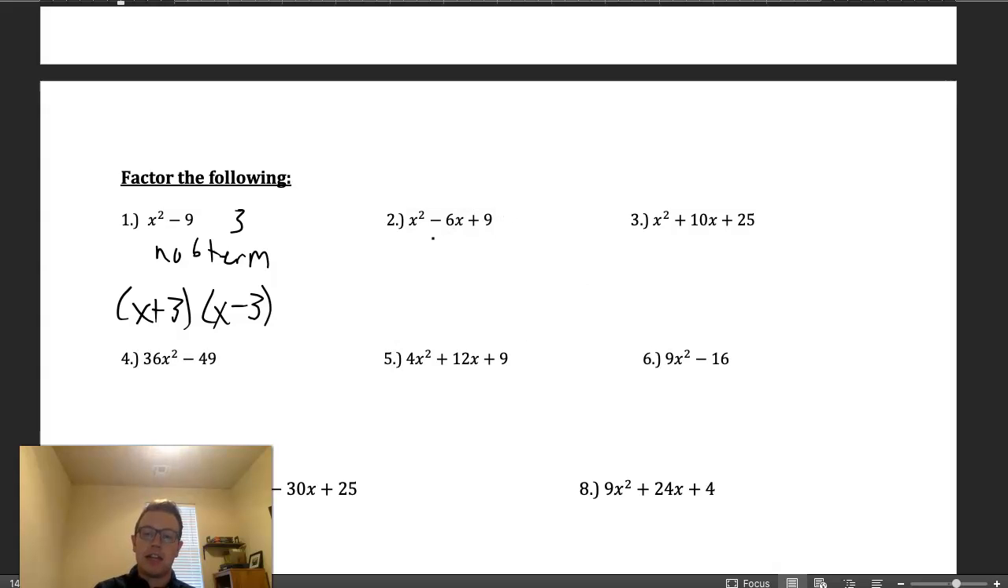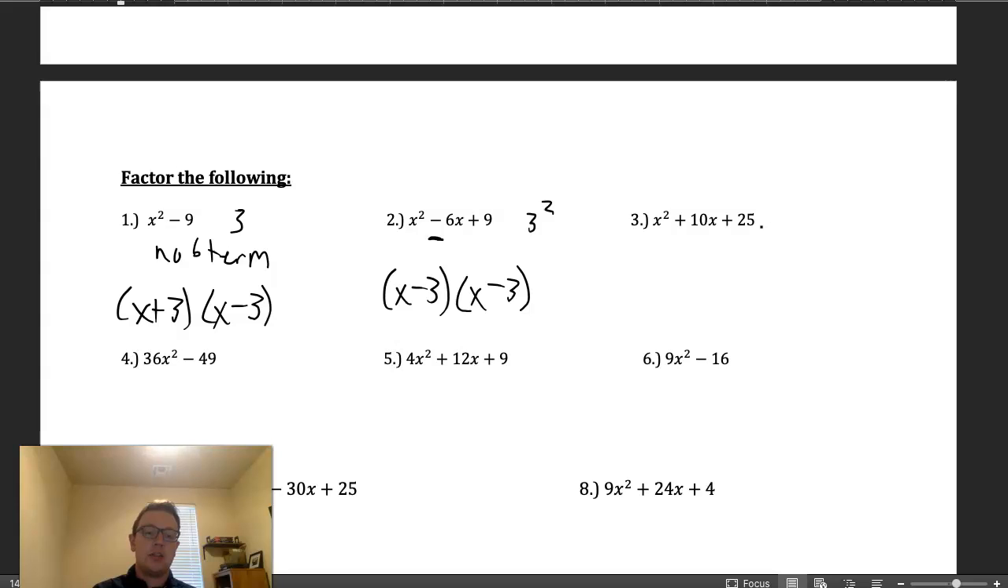For this next one, we have a minus sign right here, and 9 is just 3 squared. So again, we're looking at this, we see a square and we see a square. We have the minus, making this special case 3, meaning that this will be x minus 3 and x minus 3. Go ahead and try problem 3. What will our factoring be?